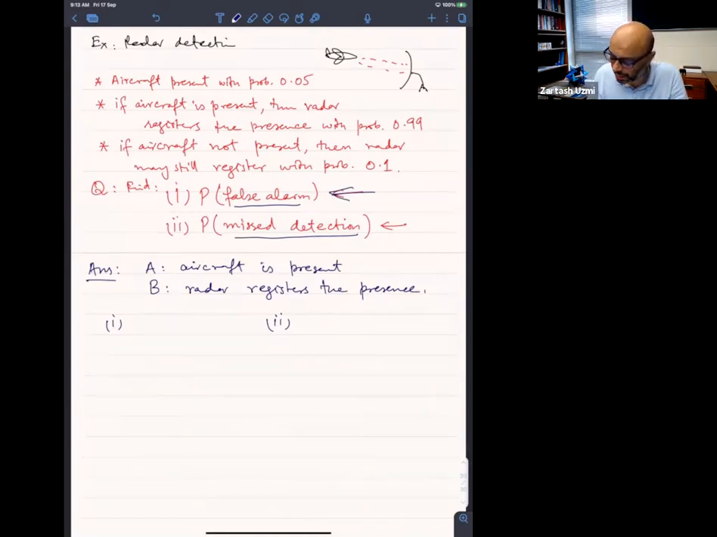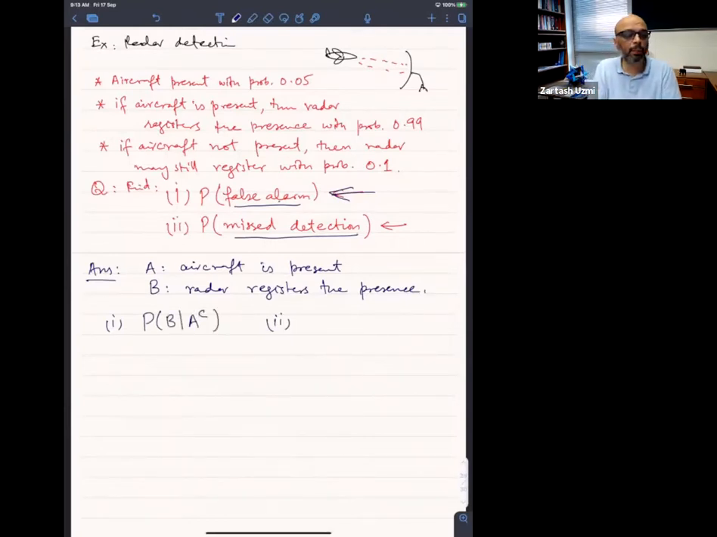In terms of A and B, what is this guy asking? Probability of false alarm. False alarm का मतलब क्या है? False alarm का मतलब ये है कि आपके पास एयरक्राफ्ट नहीं है और उसने false alarm दे दिया, उसने कहा है एयरक्राफ्ट, which means कि उसने register किया है and the aircraft is not present, which means कि this guy is asking probability of B given A complement.